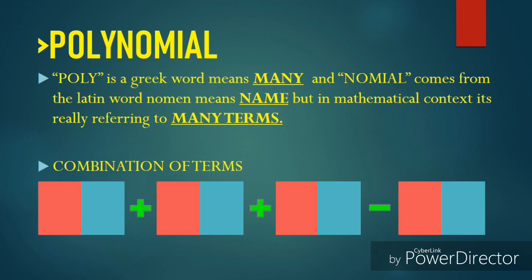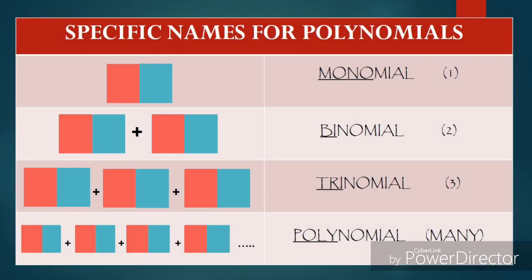Para siyang chain of terms that are linked together using addition or subtraction. And also, polynomials can be made from any number of terms joined together. But meron naman tayong few specific names that we use to describe polynomials na may certain number of terms. So, sa table na to, makikita mo yung mga few specific names for polynomials.